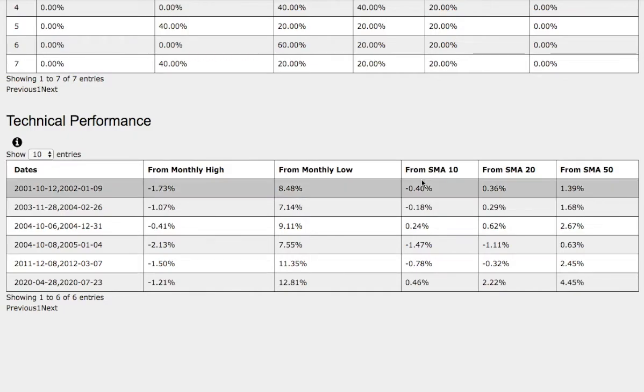There are technical differences. One is the 10 simple moving average, so do take that in consideration.